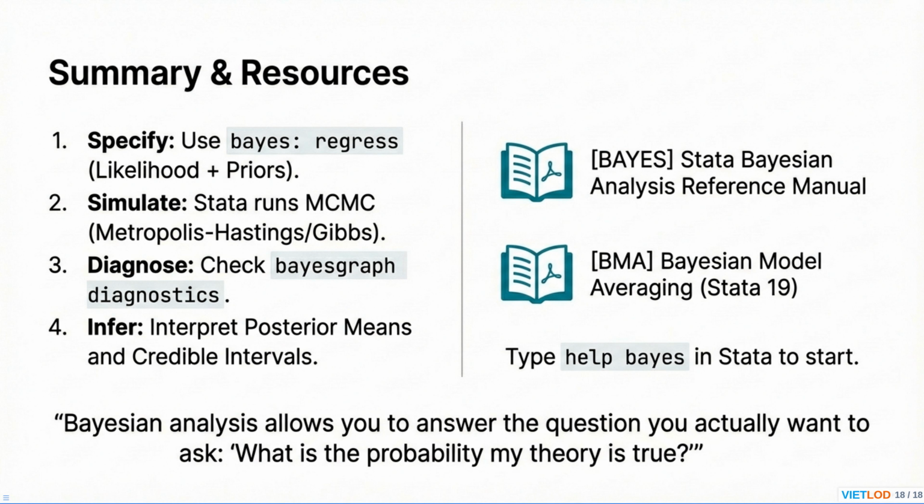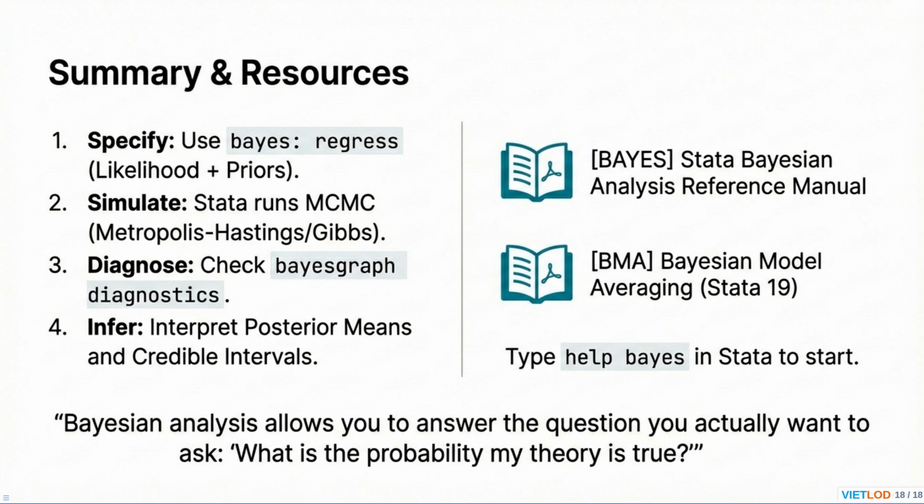To summarize our journey through Bayesian estimation, the workflow involves 4 key steps. First, we specify our model using the Bayes prefix, defining both the likelihood and any custom priors. Second, Stata simulates the posterior distribution using Markov chain Monte Carlo algorithms like Metropolis-Hastings. Third, we must diagnose the simulation's output with bayesgraph diagnostics to ensure the chain has converged and is stable. Finally, we infer by interpreting the posterior means and, crucially, the credible intervals, which allow for direct probabilistic statements.